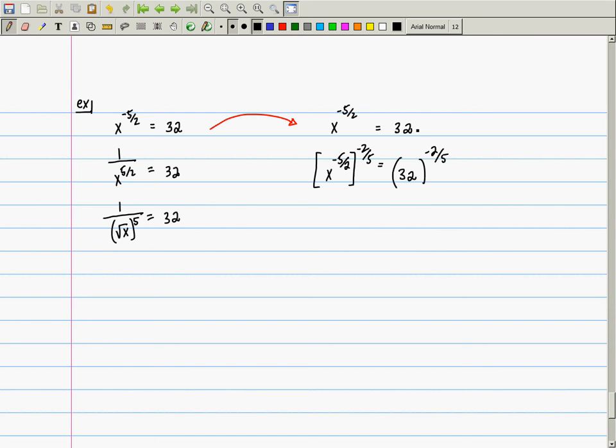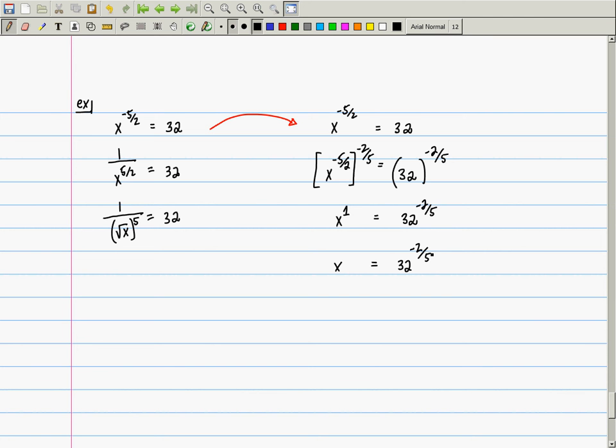The reason you want to do that is because now on the left-hand side I have iterated exponents. And what do you do with exponents when they're iterated? How do you combine them? You multiply them. So what is negative 5/2 multiplied by negative 2/5? It's 1, right? That's the point. So x to the 1 is equal to 32 to the negative 2/5. So x is equal to 32 to the negative 2/5.